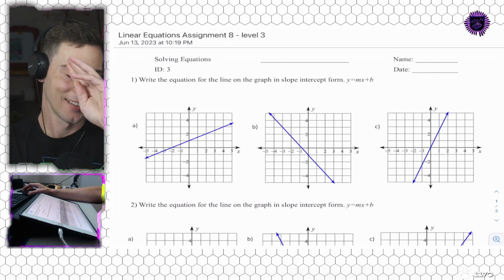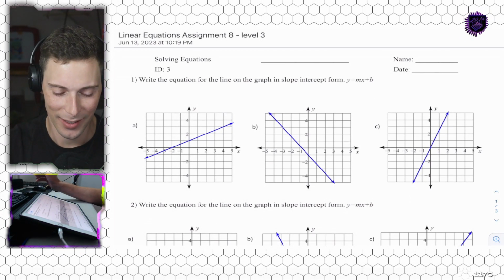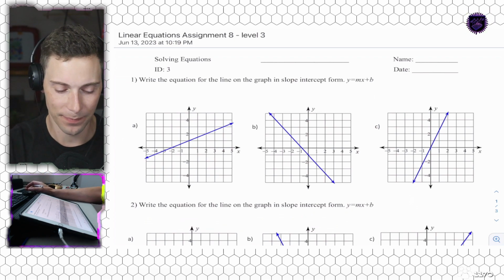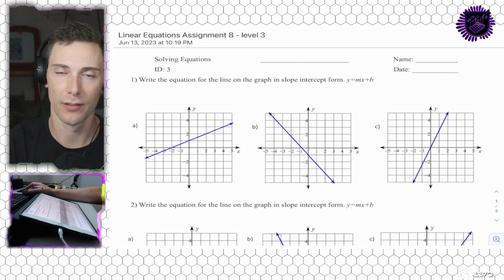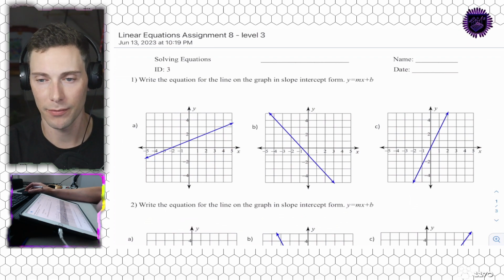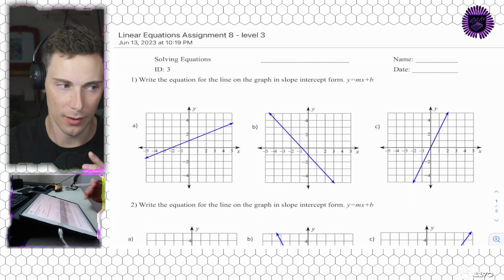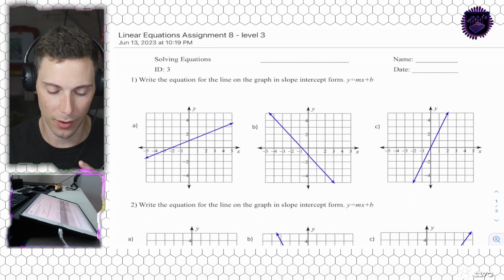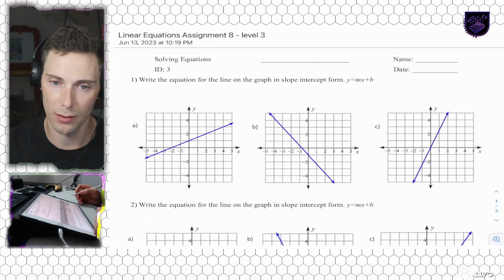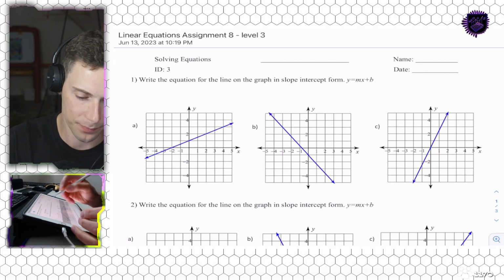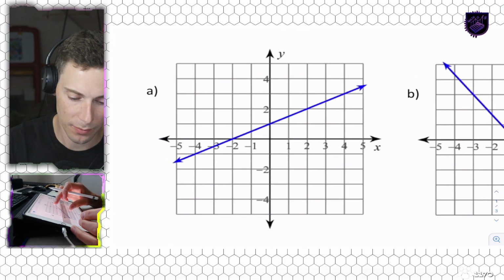All right. So the first question, 1, is all about creating an equation when you're given a line on a graph. So there's going to be 2 steps involved. The first one is finding the y-intercept, and the second one is finding the slope, and then you'll have enough to do the slope-intercept form of the equation. So let's look at the first question.